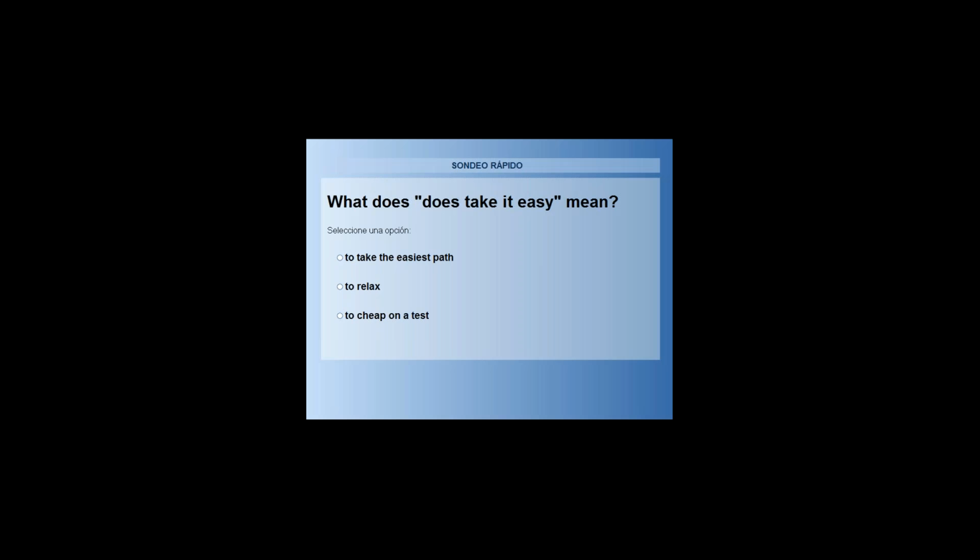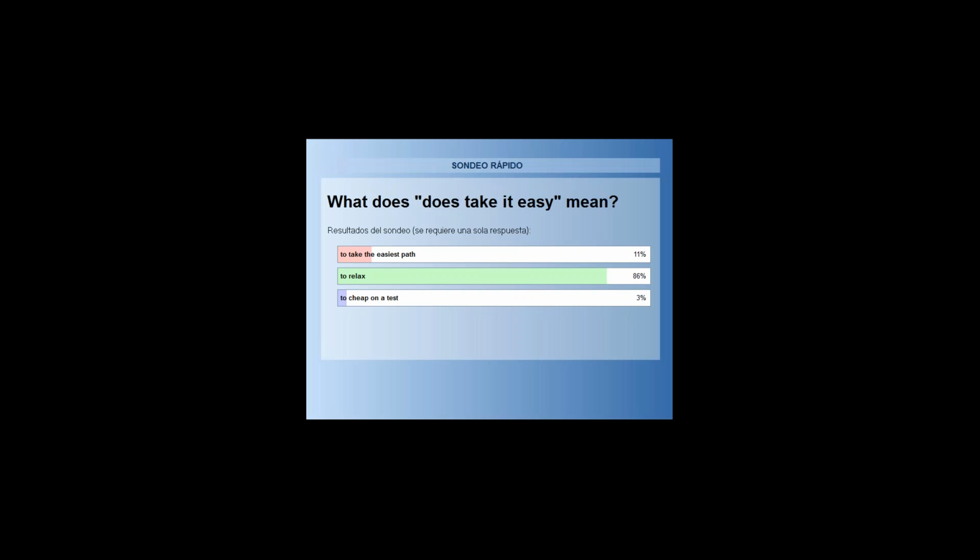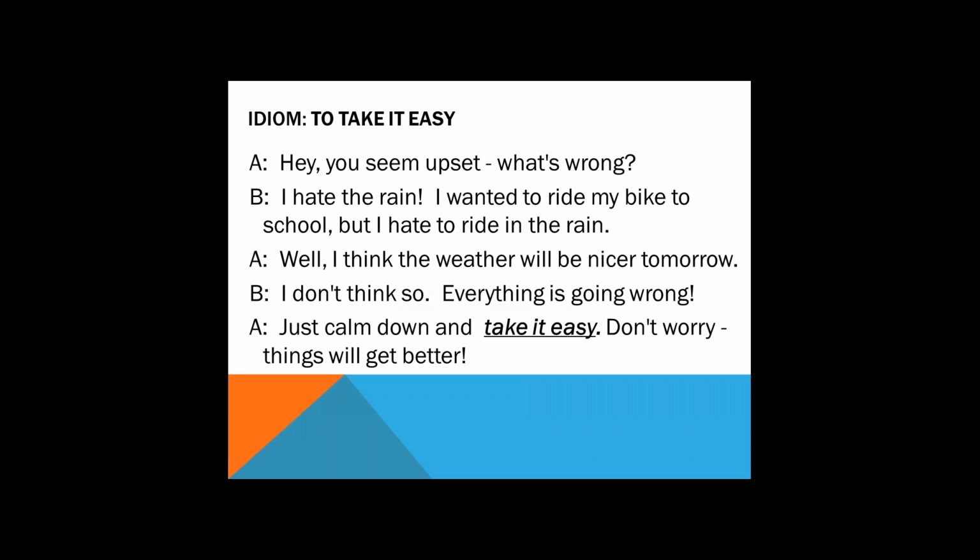All right, about half of the people have voted. 60%, 65. Leave it open for a few more seconds for people to choose. What does take it easy mean? Take the easiest path, relax, cheat on a test. We'll do 5, 4, 3, 2, 1, and close it out. And share. We have 11% say it means to take the easiest path, 86% say it means to relax, and 3% think it means to cheat on a test. Okay, so the people who thought it meant to relax, good job.